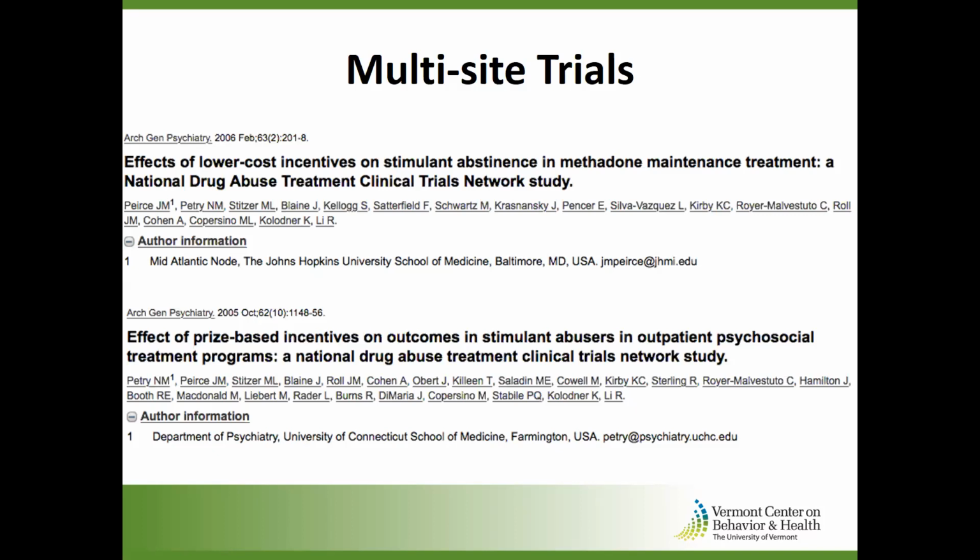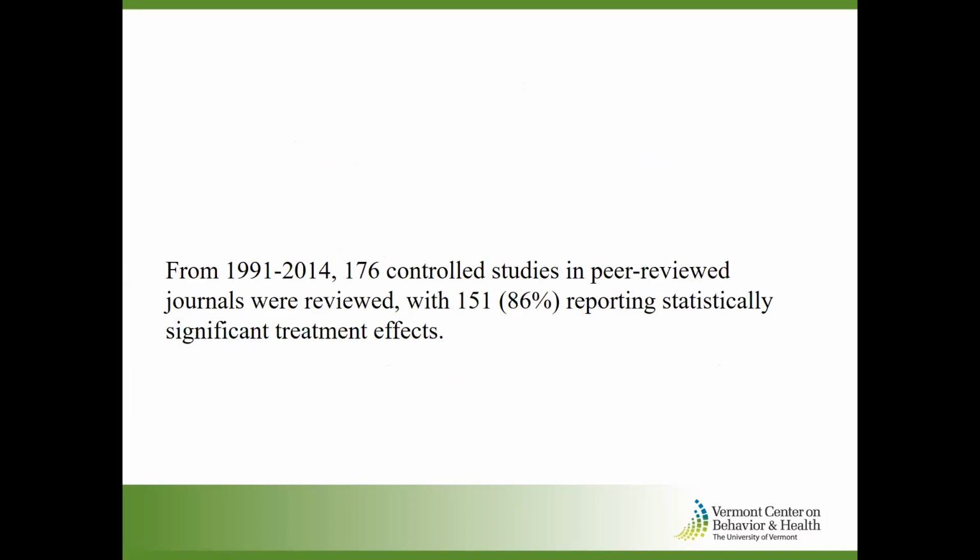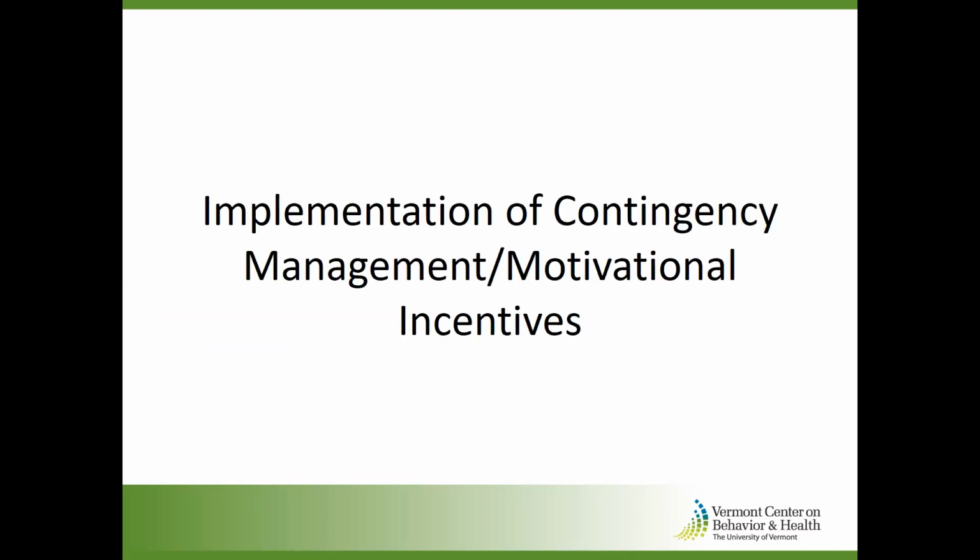From 1991 to 2014, 176 controlled studies in peer-reviewed journals were reviewed, with 151 reporting statistically significant effects, 86%. Very few treatments in substance use disorder literature have that kind of track record of effect. Buprenorphine and methadone do, but those are about the only other 2 that have such a robust literature supporting them.